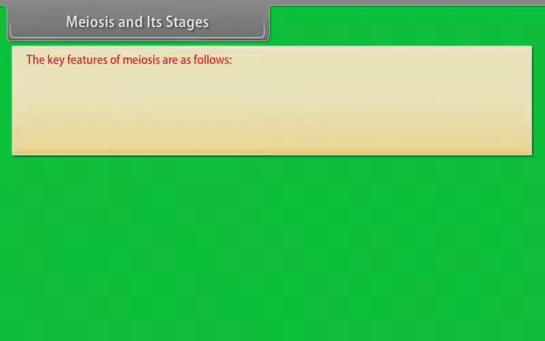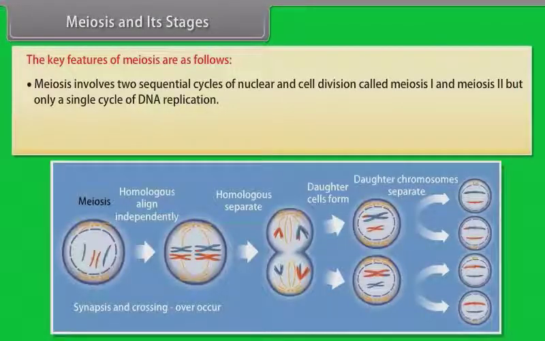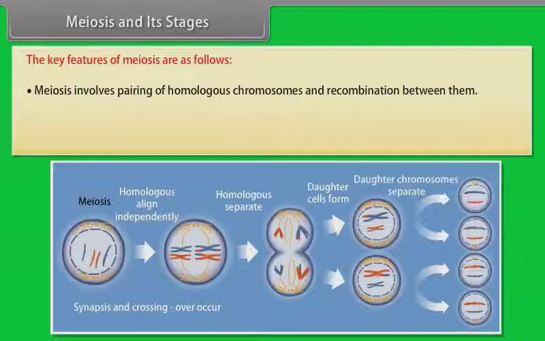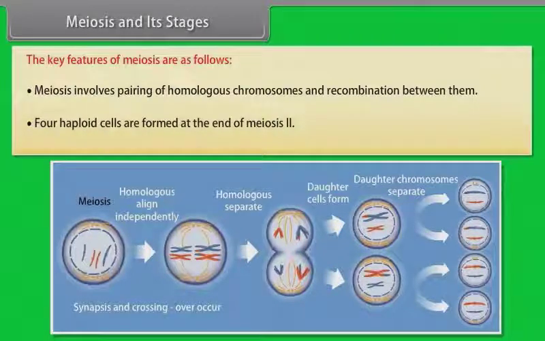The key features of meiosis are as follows. Meiosis involves two sequential cycles of nuclear and cell division called meiosis I and meiosis II, but only a single cycle of DNA replication. Meiosis I is initiated after the parental chromosomes have replicated to produce identical sister chromatids at the S phase. Meiosis involves pairing of homologous chromosomes and recombination between them. 4 haploid cells are formed at the end of meiosis II.